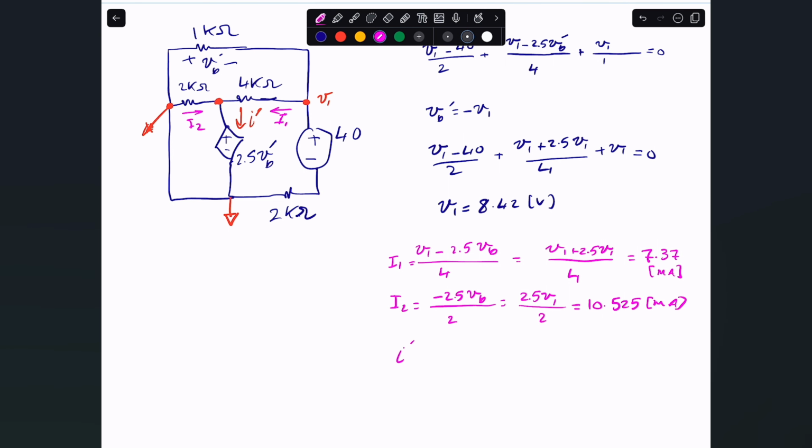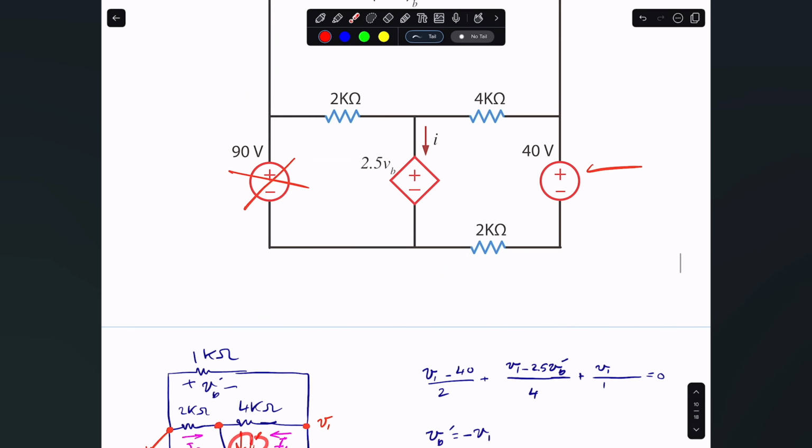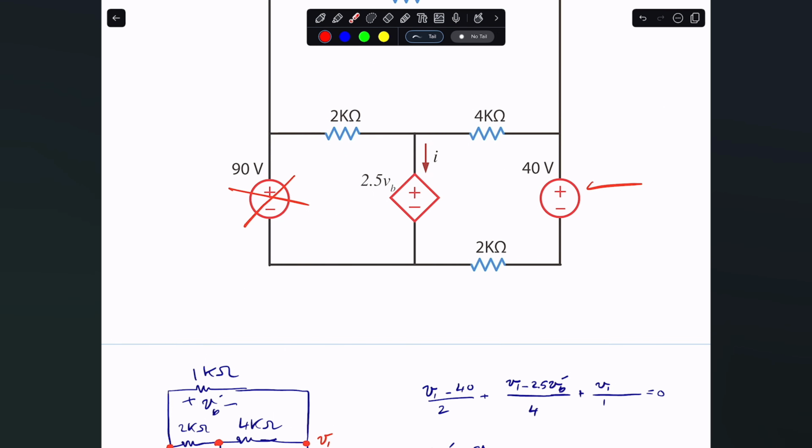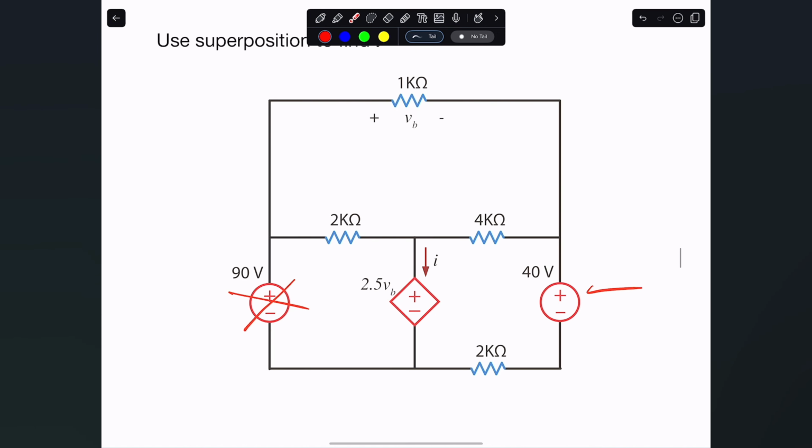So now we would know that I prime, the one that we're looking for, the effect of that 40 volts, is just simply the summation of these two currents, which is 7.37 plus 10.525 milliamps, and that will be equal to about 17.895 milliamps. Okay, so we'll figure out the effect of that 40 volts on that particular I prime or I. So now my second iteration is, we'll turn this on, we'll keep this one on, and we'll turn this particular source off.